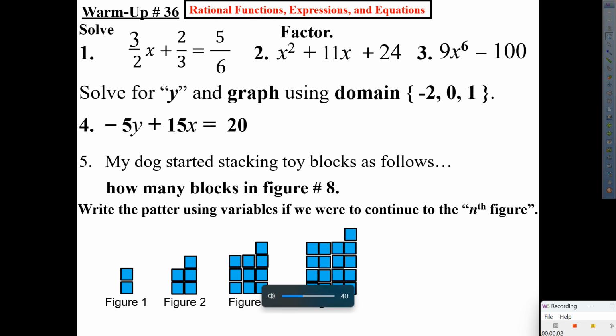Warm-up number 36 is on the screen. See how you do with that. Yesterday I went over it. Hopefully that clarified some things. Numbers 1 through 5, I'll give you some time. Copy and go.